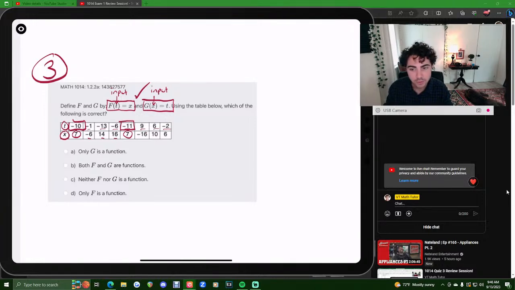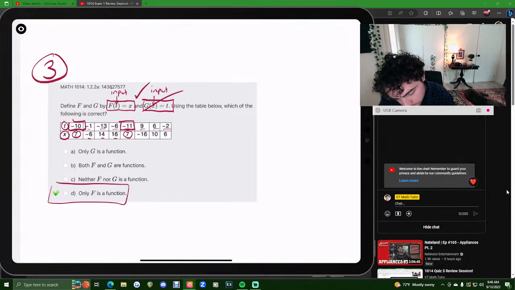And that's an issue. You can't have one input producing 2 outputs. That's the problem. That's why it's not a function. That's why we look for repeated input values. So because we see 2 inputs that are repeated, g is not a function, but f would be a function. So only f is a function. Option D is our answer, and we keep it going.